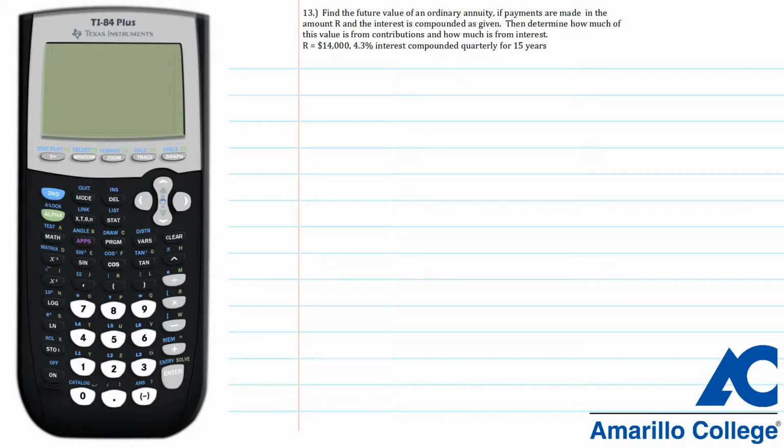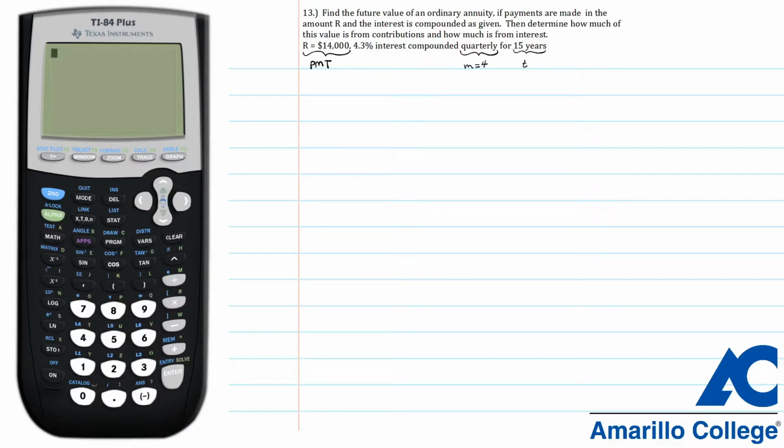Find the future value of an ordinary annuity if payments are made in the amount R and the interest is compounded as given. Then determine how much of this value is from contributions and how much of it is from interest. So they give us all of the information down beneath. R is equal to 14,000, which we could better use the label payment. 4.3% interest compounded quarterly, so that's a frequency of 4 times per year for 15 years. So that 15 years, that's our T.